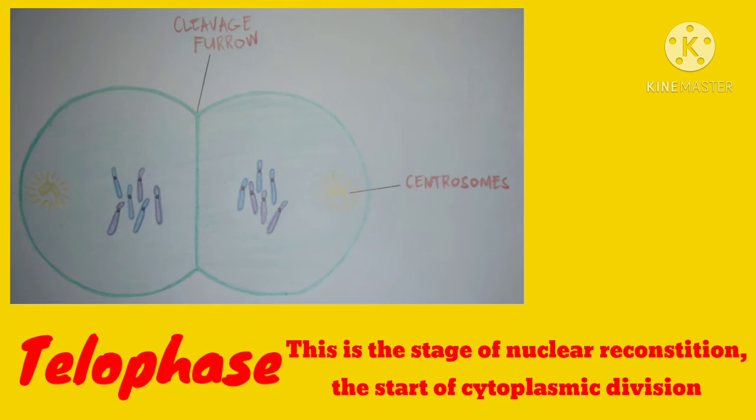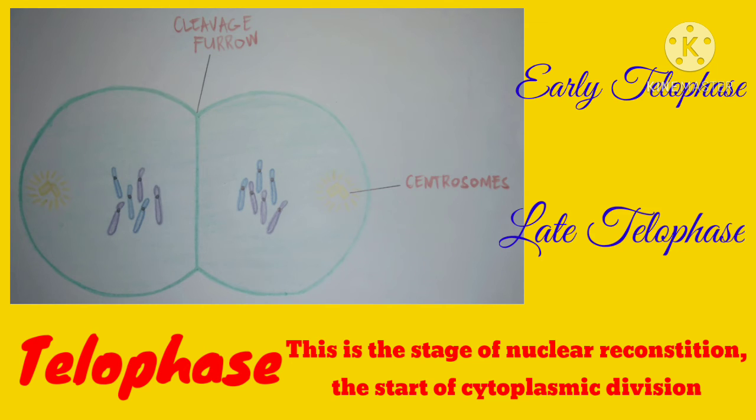Telophase. This is the stage of nuclear reconstitution, the start of cytoplasmic division. Early telophase. Chromosomes have reached the opposite poles and lie close to each other, forming a clump. Late telophase. The nuclear membrane reforms around each group of chromosomes. The nucleolus appears in each developing cell. Spindle fibers disappear. Chromosomes begin to uncoil just like how they were during interphase.